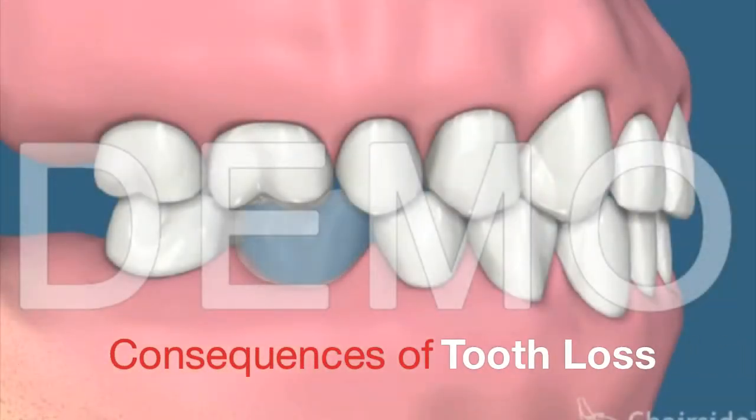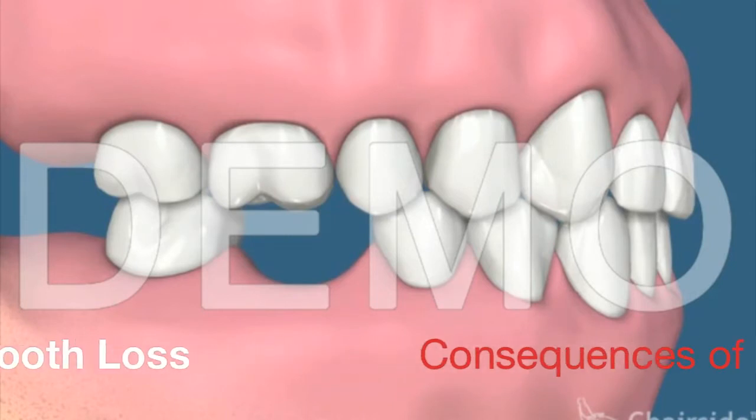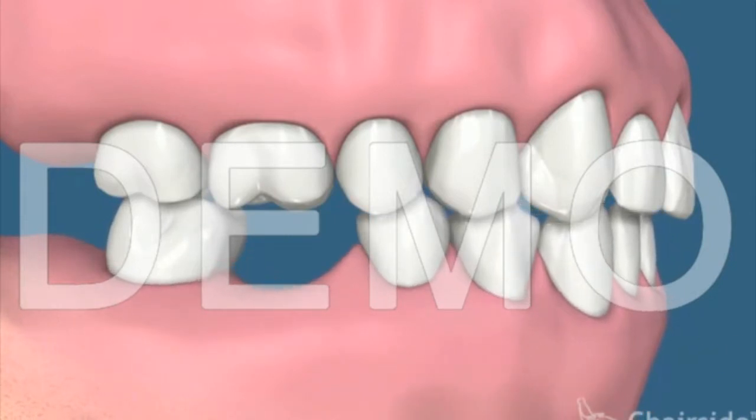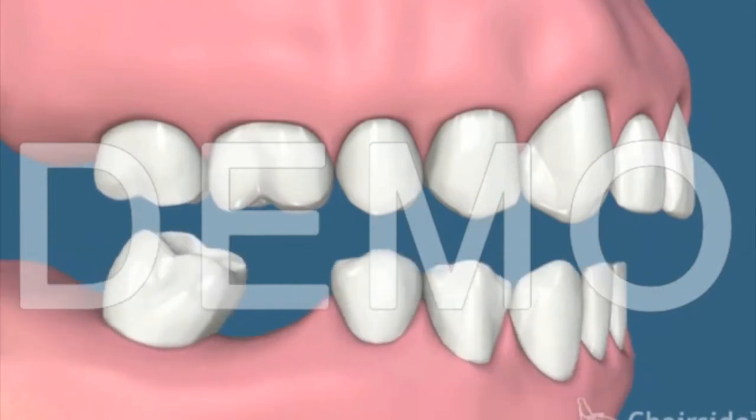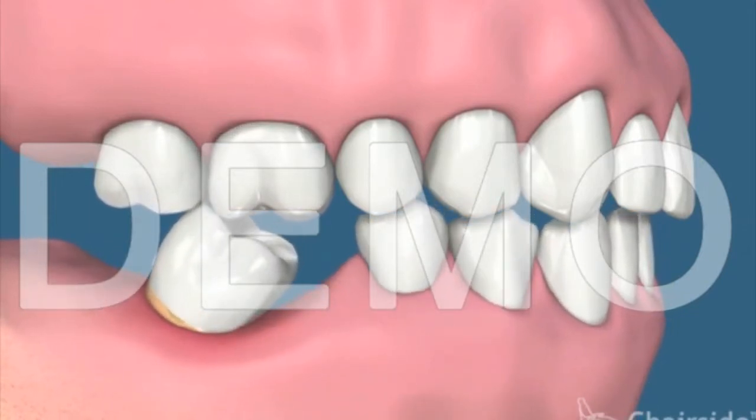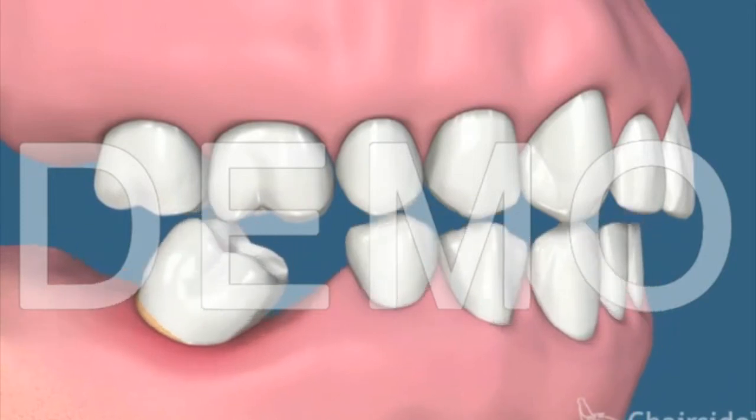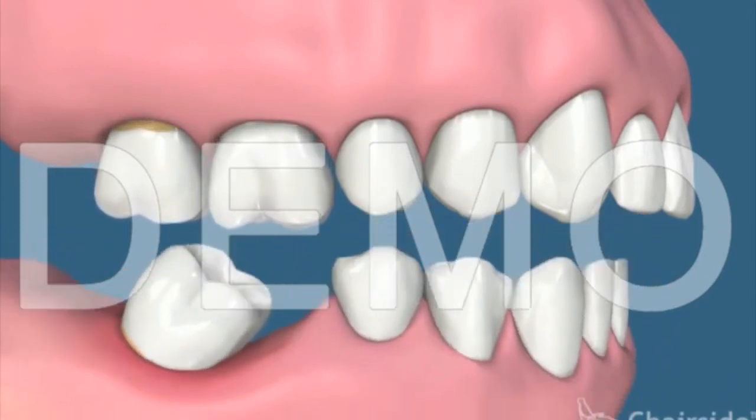This movie shows some of the consequences of the loss of a single lower tooth. The distal tooth may tip and drift into the empty space to such severe levels that it may prevent replacement of the missing tooth area and create a poor periodontal situation for itself and the opposing teeth.